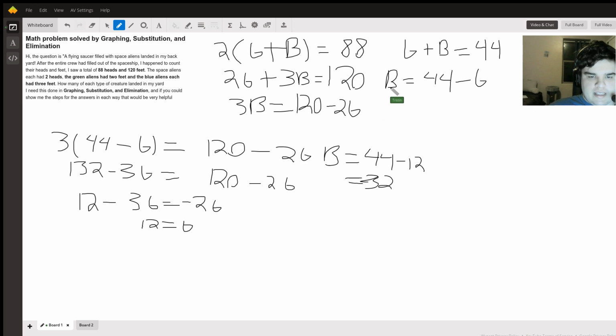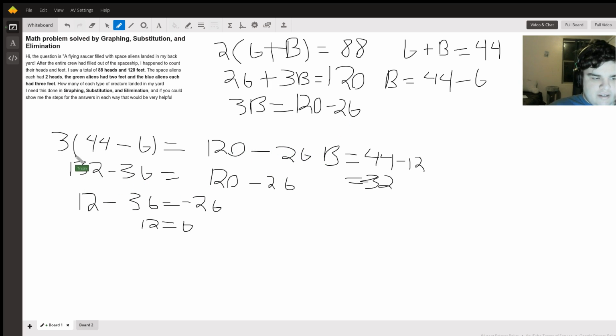What we can do is take this 44 minus g, since it's equal to b, and plug it into this b right here. We could plug it into either the left-hand side or the right-hand side. No, just the left-hand side. I'm being dumb. Now all we'll have left are g's. So we have 3 times what b is equivalent to, which is 44 minus g, is equal to the right-hand side, which is 120 minus 2g.